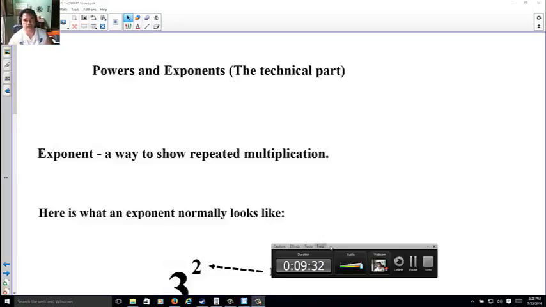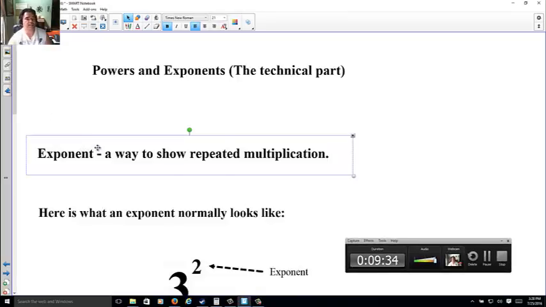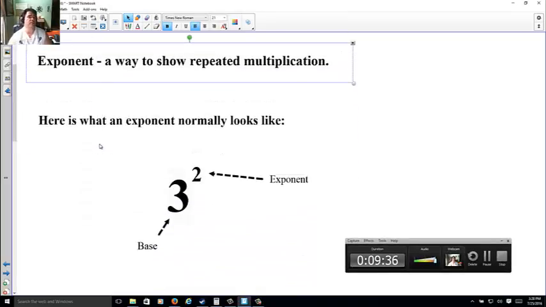Let's take a look here. Okay, got 5 minutes left. So an exponent is a way to show repeated multiplication. Now, we've done this before.